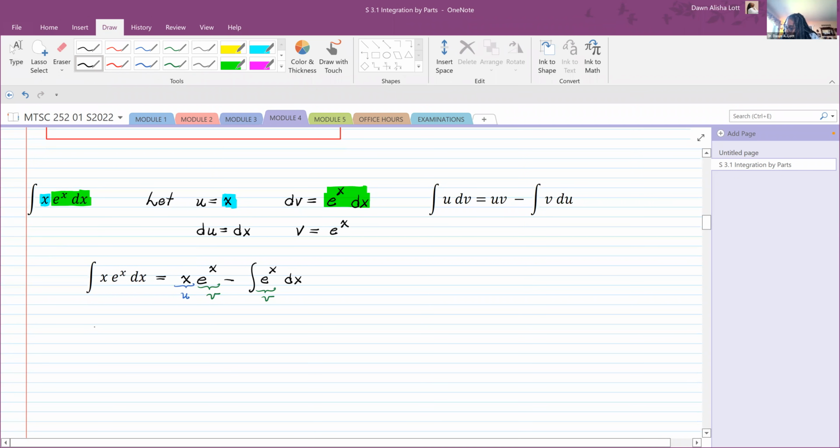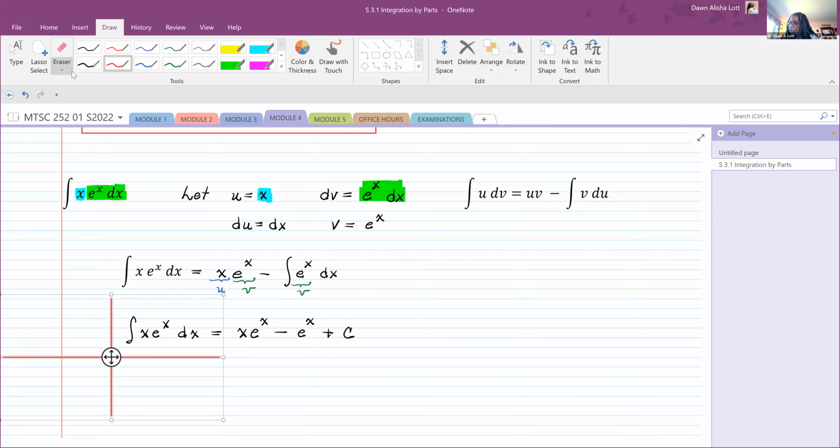So I get the integral of x e to the x dx is equal to x e to the x minus, and when I integrate e to the x, I get e to the x again, and then I get plus C. So there is my formula.